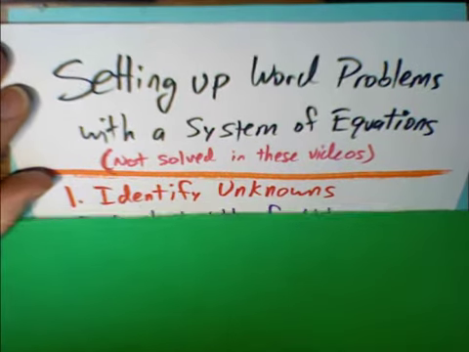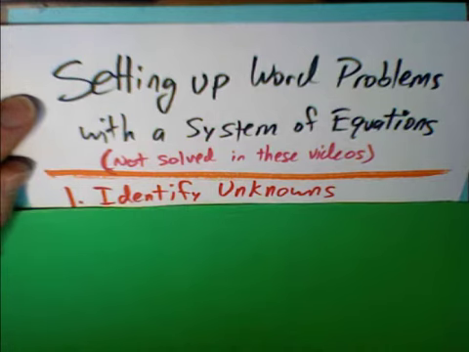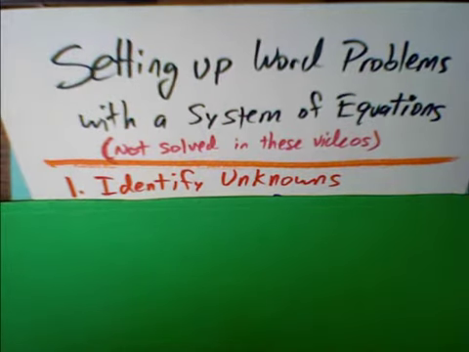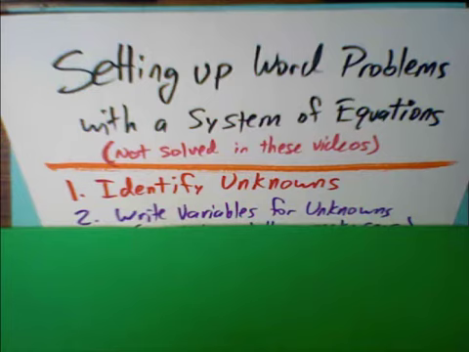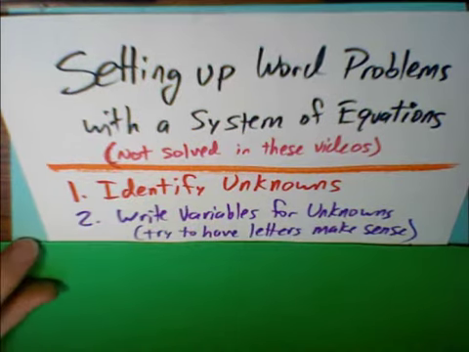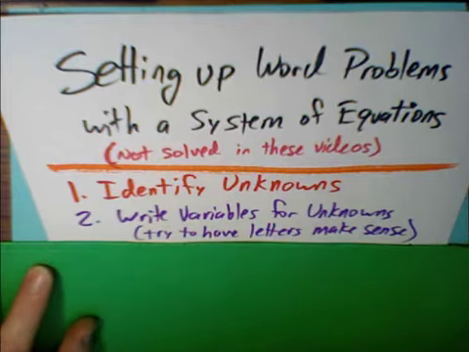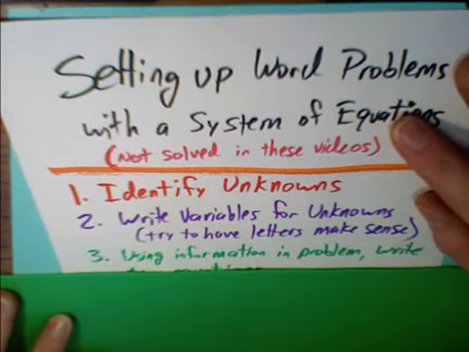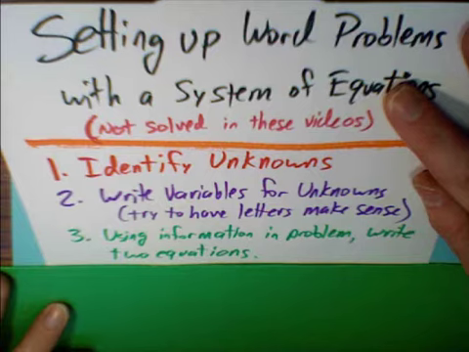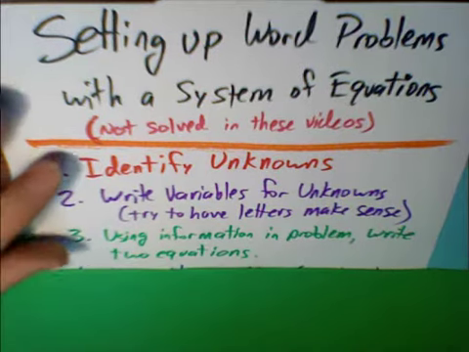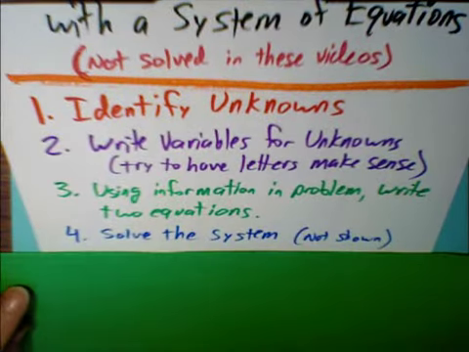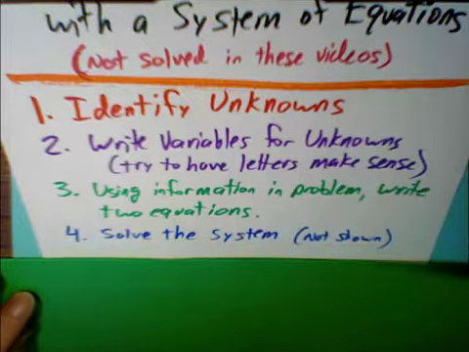identify the unknowns. And this is an English step. We don't actually write anything down at this stage. At least we don't write any variables. But step 2 is to actually pick variables for the unknowns and try to have the letters make sense. Step 3, if you use the information in the problem, you should be able to write 2 equations. Step 4 is to then solve the system of equations, and again, we will not show that in this video. So let's try a couple examples.